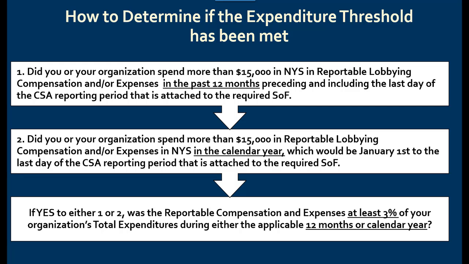If you responded yes to either questions 1 or 2, was the reportable compensation and expenses at least 3% of your organization's total expenditures during either the applicable 12 months or calendar years? To reiterate, you can determine if you spent more than $15,000 by looking at your bimonthlies or CSAs for the relevant time period, which will reflect your reportable compensation and expenses you should use for this calculation.